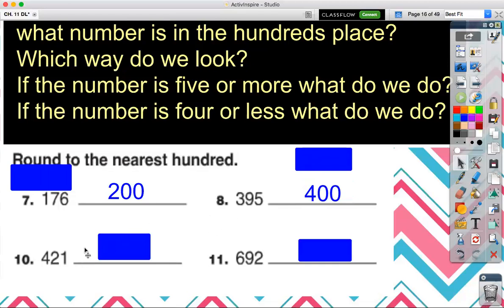Let's look down here. They did skip numbers. Just don't even pay attention. 7, 8, 9 is missing.